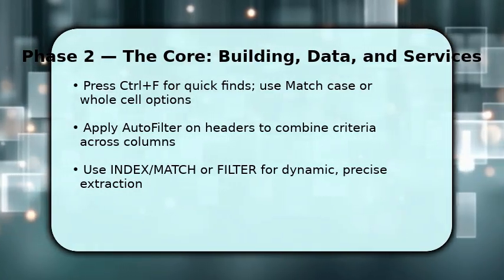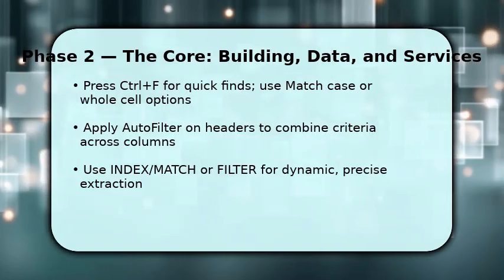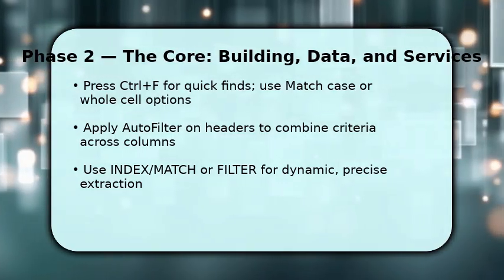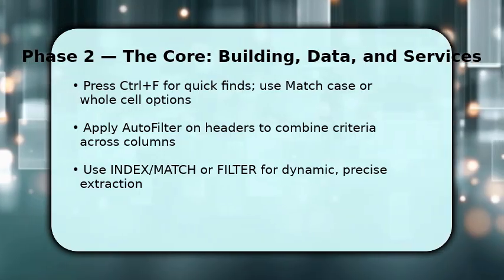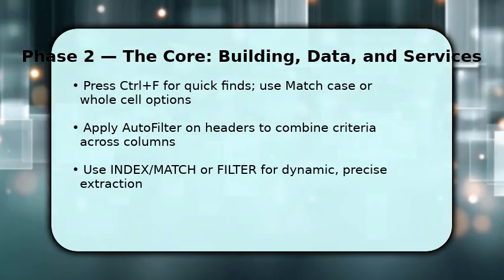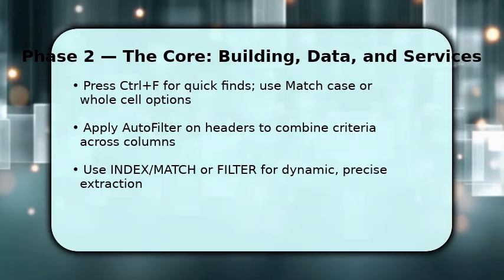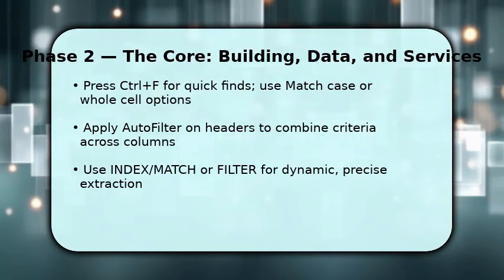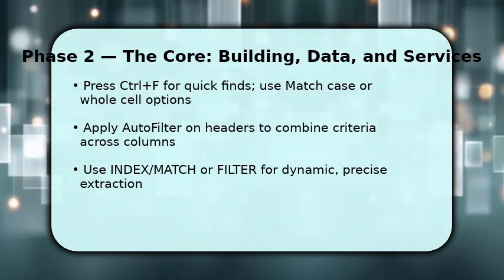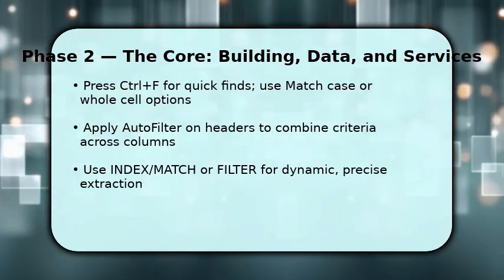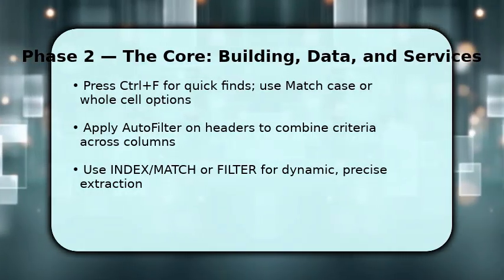Then apply auto filter to headers so you can layer conditions across multiple columns, for example, date plus status. For reliable extraction, use INDEX with MATCH or FILTER if available. These produce stable results you can reference elsewhere. Once you set formulas, copy values if you need a static snapshot. This prevents accidental recalculation later.